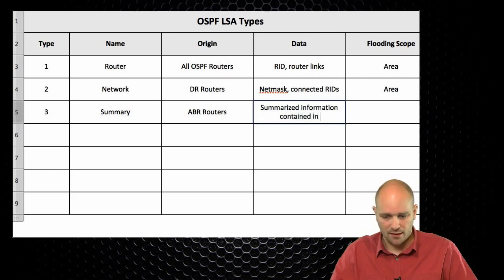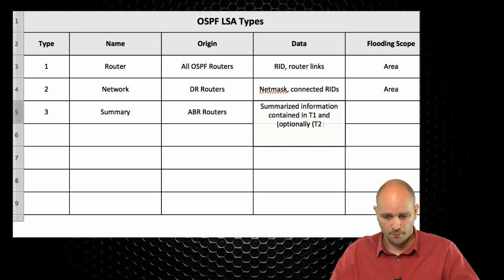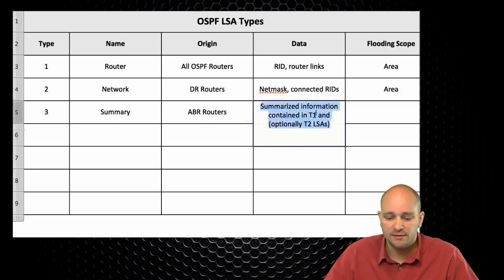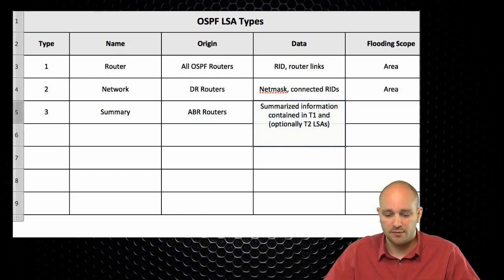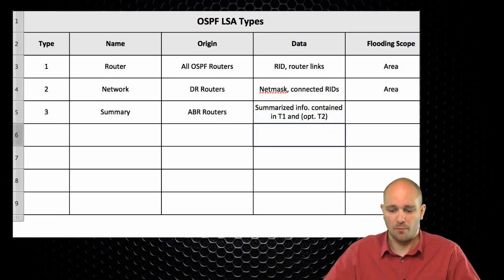contained in type 1 and optionally type 2 LSAs. So this is the information, let me summarize it, and let's see if I can fit this in one. Like so. Now, the flooding scope is going to be an area.